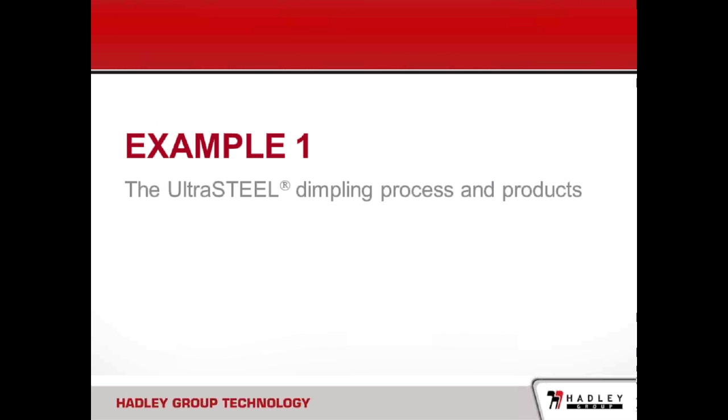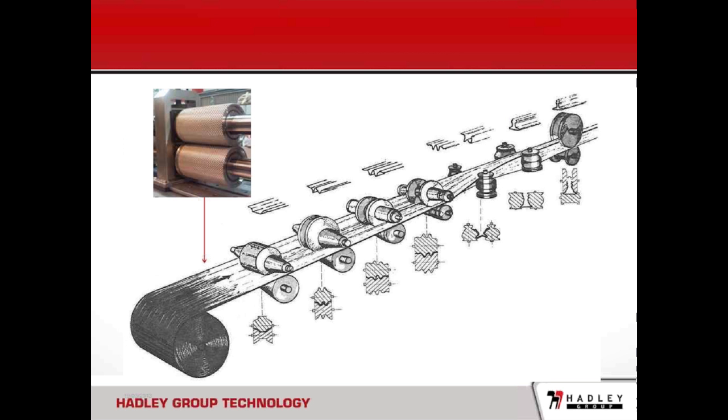So this is the first example. It's about the UltraSTEEL dimpling process and products. My colleague, Dr. Martin Ellis, already gave you a brief introduction about the traditional cold roll forming process. As you can see again here in the slide, a flat strip is transported through a series of rolls arranged in tandem to cold roll form the flat strip into a desired section.